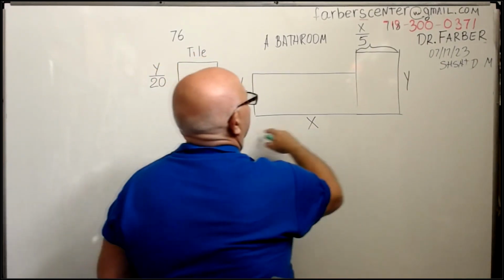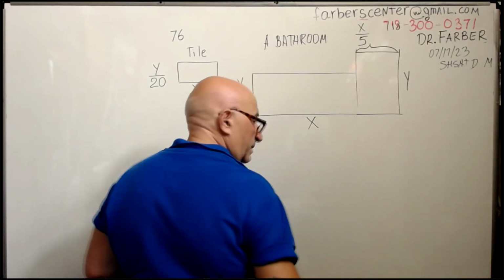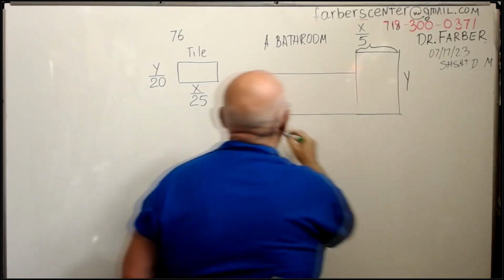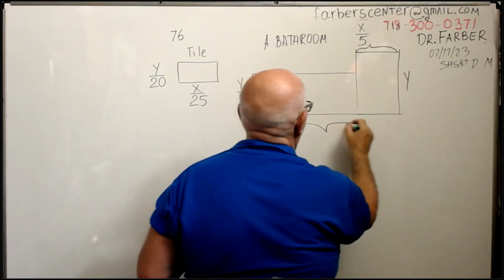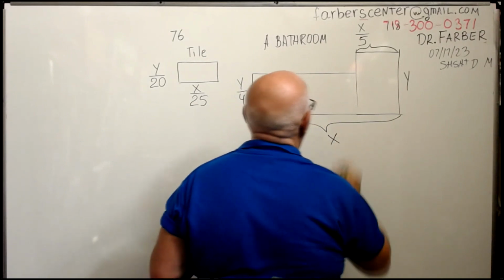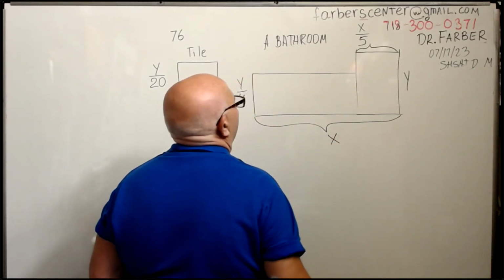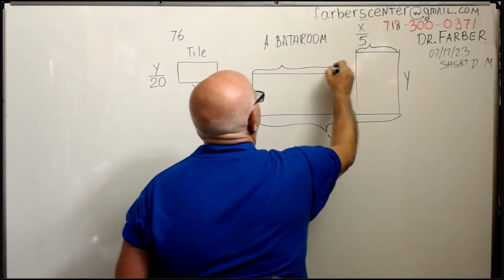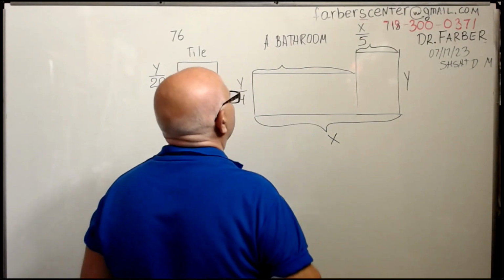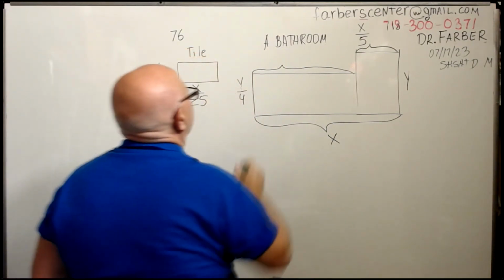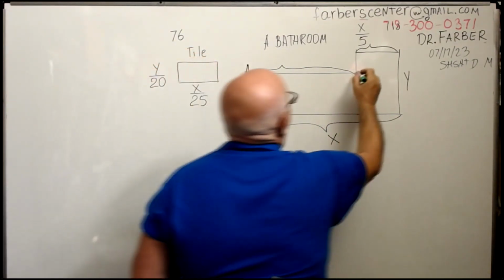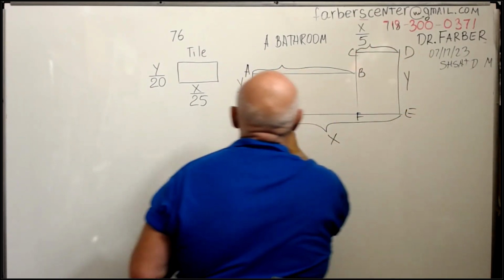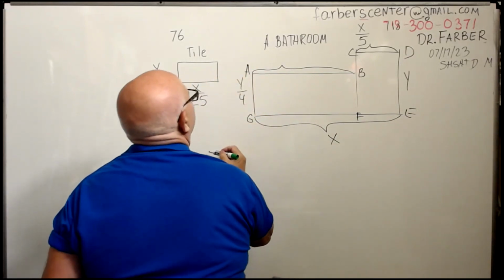So if this is x, what is x? To be more specific for you, x is this one, to the braces. So to find the length of this small rectangle, this is step number 1. Label the points A, B, C, D, E, F, G, only for explanation, right?